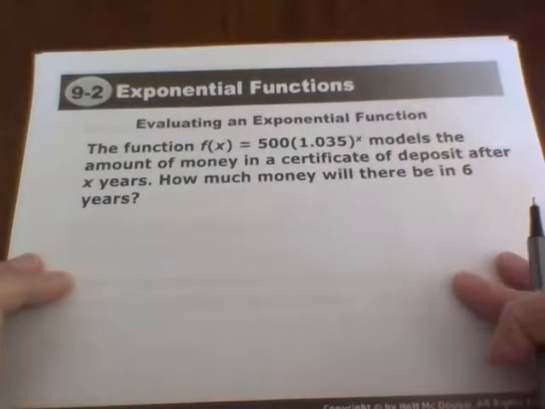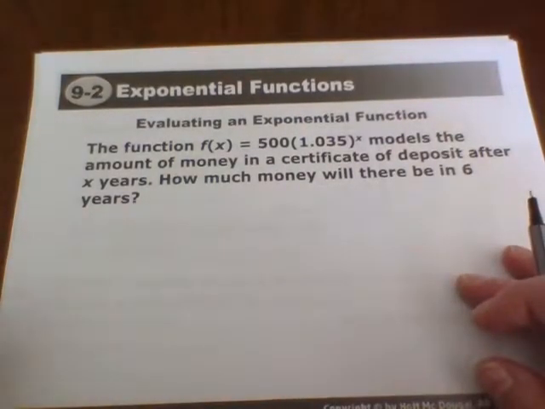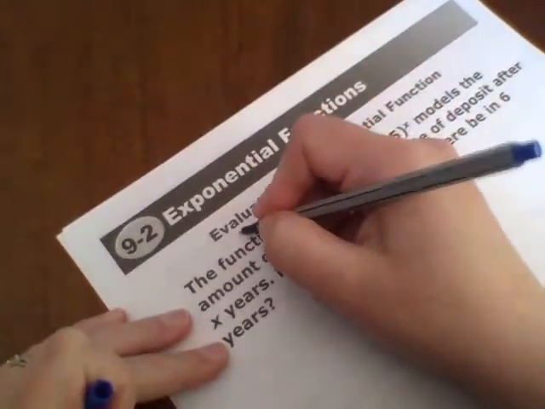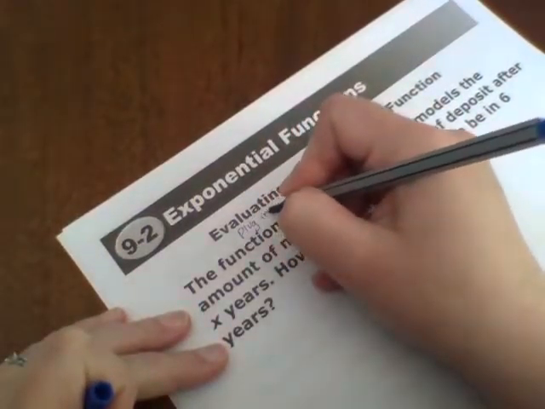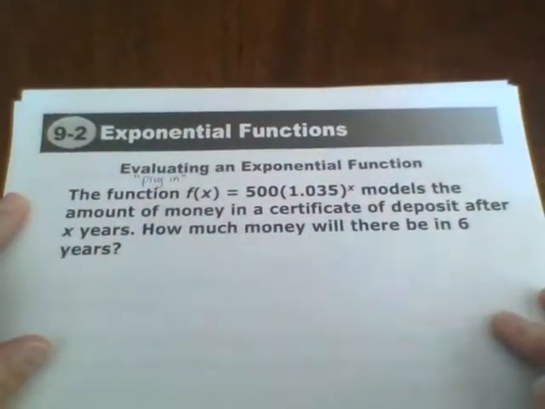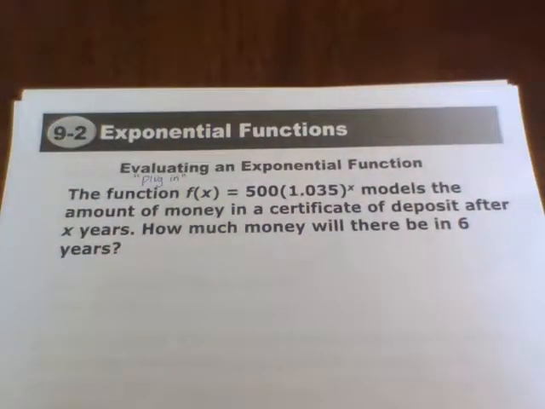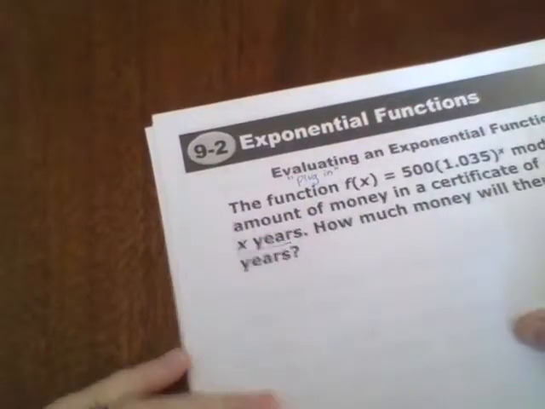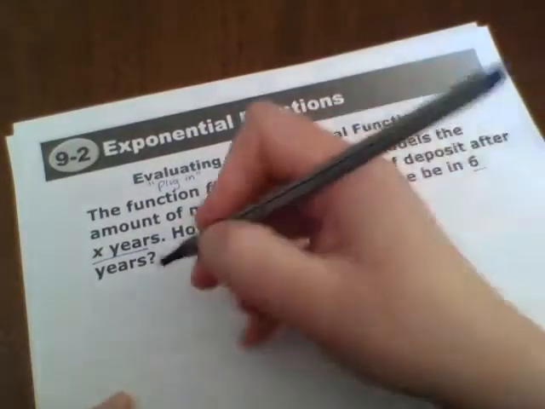All right, so evaluating an exponential function. Again, remember, evaluate just means that we are plugging something in. So the function f of x equals 500 times 1.035 to the x models the amount of money in a certificate of deposit after x years. How much money will there be in 6 years? So notice that it says x years, and then they want us to plug in 6 years.